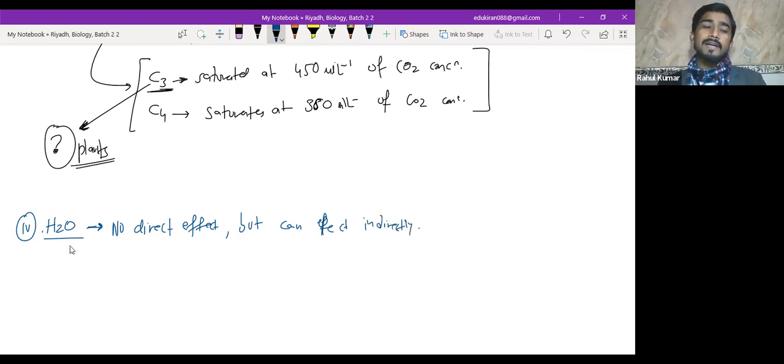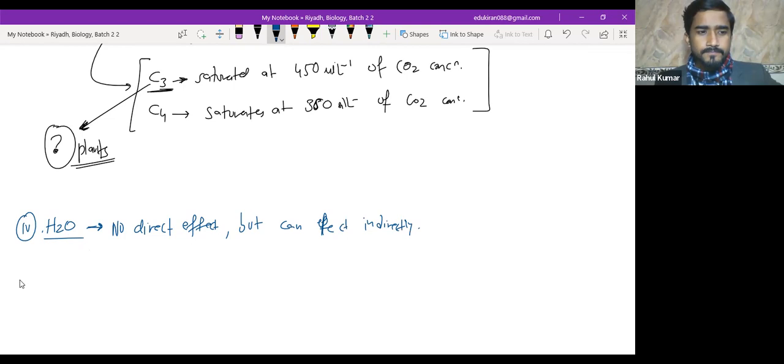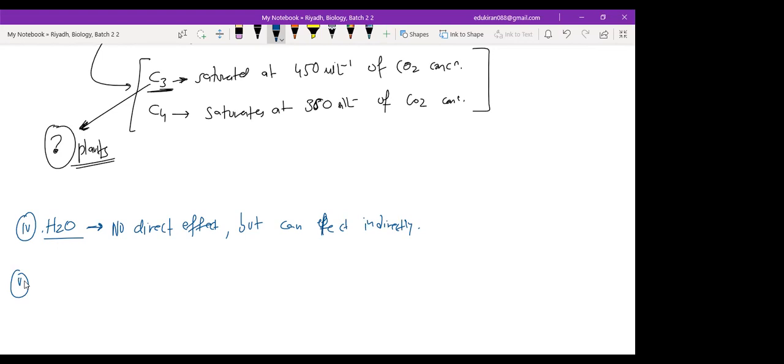So the overall headline is that water does not directly affect the photosynthetic process, but can affect it indirectly. Any other factor that you think can affect photosynthesis? Oxygen? Can oxygen affect photosynthesis? I've just told you about that. It's a one-line answer for oxygen. Can it affect photosynthesis? Yes, respiration.